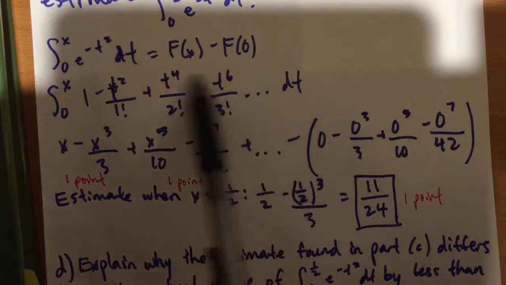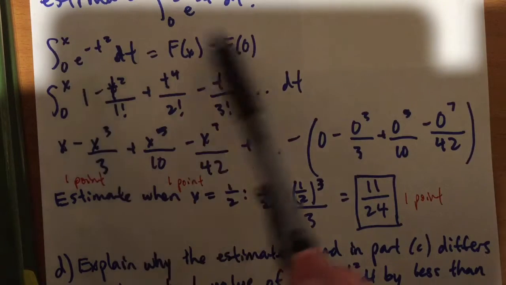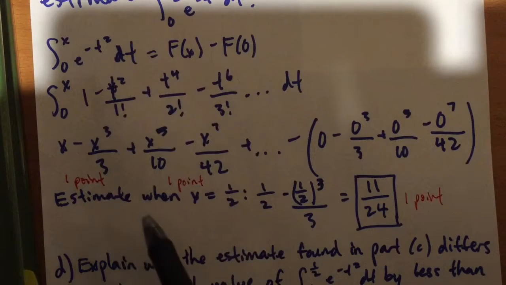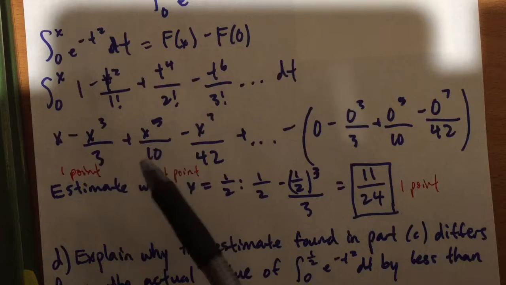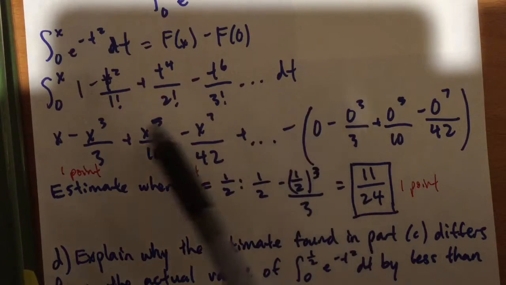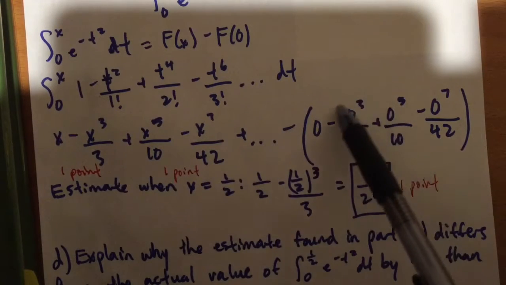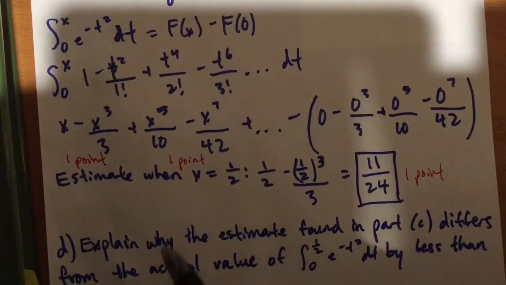With these four terms, we can integrate term by term, and remember to apply our fundamental theorem of calculus so that we get x minus x cubed over 3 plus x to the 5th over 10 minus x to the 7 over 42 minus the same sequence with 0 instead of x, which we know will all just become 0.